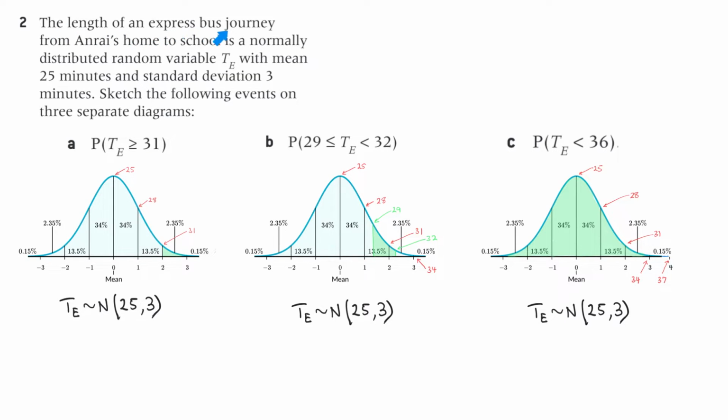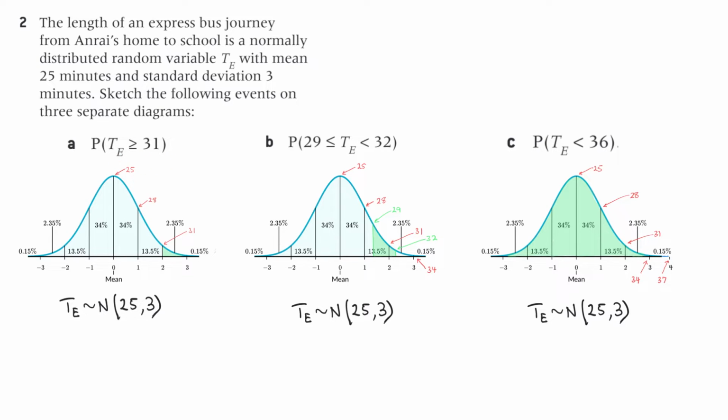The length of an express bus journey from Unrise home to school is a normally distributed random variable T sub E with mean 25 minutes and standard deviation 3 minutes. Sketch the following events on 3 separate diagrams. Okay, well this differs from question 1 because this is an express bus. The first one, A, I'm using the same basic diagram here and I'm adding to that. The first one is this random variable T sub E, express, is greater than or equal to 31.